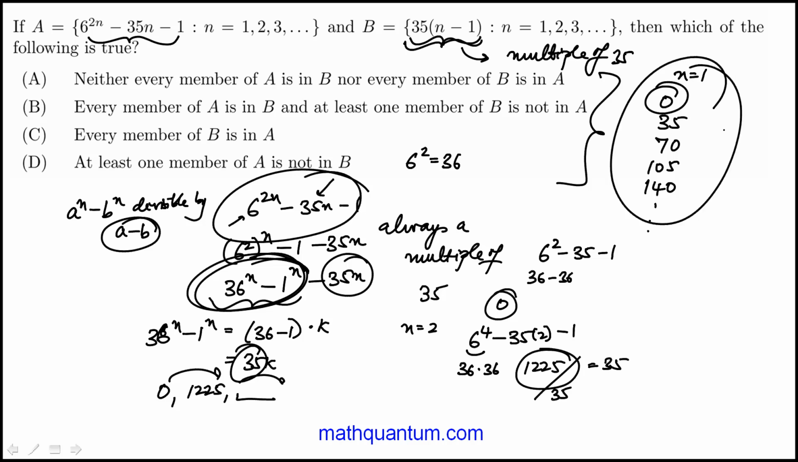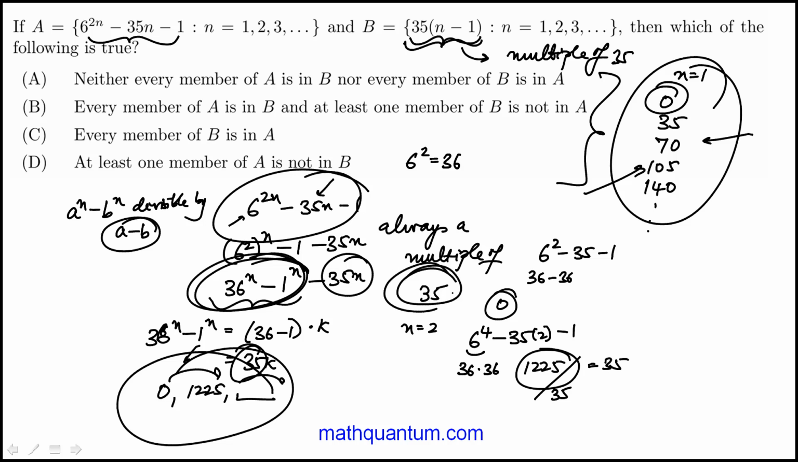But you'll see that the multiples of 35 would be making these jumps. So clearly not all multiples of 35 are present here, but every number in A is present here. And that was already established with this result, that A is a multiple of 35. So if I look at the answer choices, at least one member of A is not in B. That's incorrect, because all members of A are multiples of 35, and therefore they're here. Every member of B is in A. That's not true, because, for example, 70 is not there.